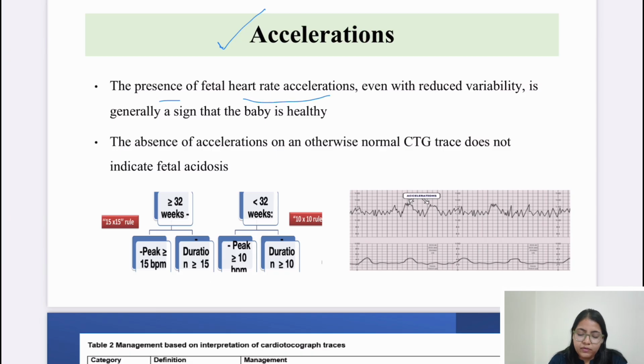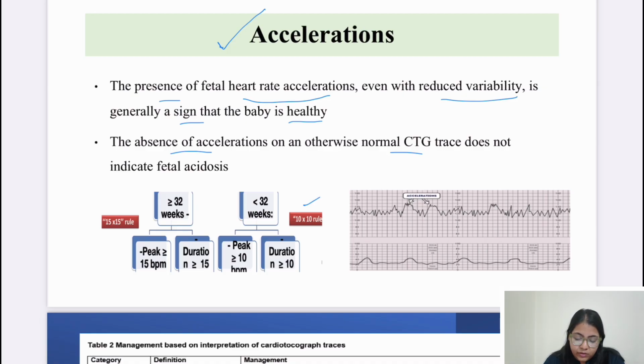So the presence of acceleration even with reduced variability is a sign that the baby is healthy. So when you see reduced variability, and suppose you did fetal scalp stimulation and you see there is acceleration, that is a sign that the fetus is quite healthy. In the absence of acceleration on an otherwise normal CTG, that is, all the four features are falling in the white category, that does not usually indicate that the fetus is in acidosis. So that indicates that the fetus is likely to be normal if all those four features are falling in the white category.